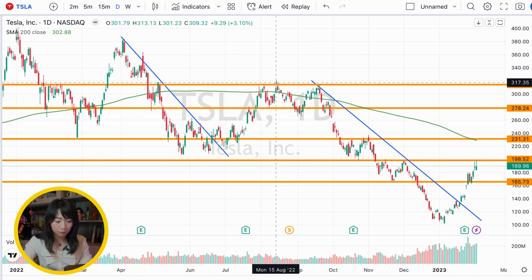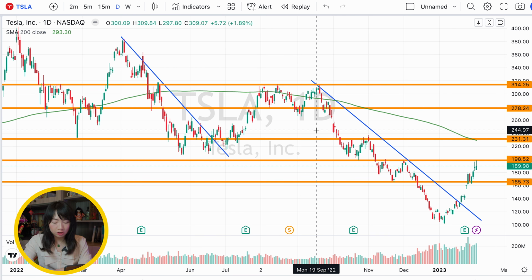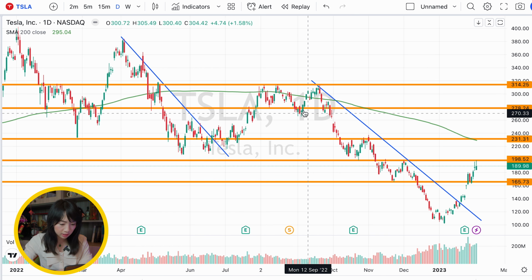went back and bounced to a high of over 300, and since then, a triple top around 315 over here, 1, 2, 3, rejected that and started breaking down all the previous support. You can see the previous support around this 280 area over here.